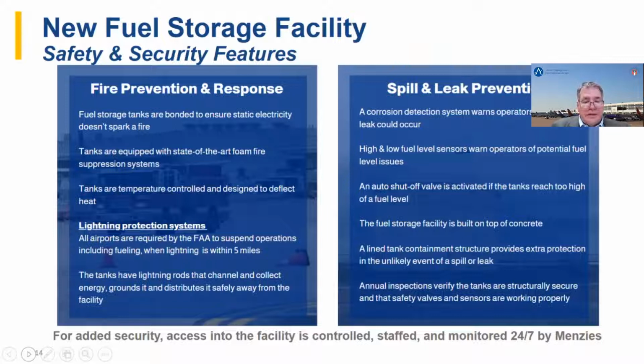The facility also includes a lightning protection system that has lightning rods that would collect that energy from lightning strikes and distribute it into the ground. The FAA requires airports to suspend operations, including fueling, when lightning is within 5 miles of the airport. So fueling operations would be suspended until that severe weather passes.